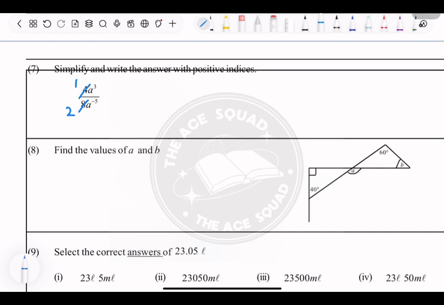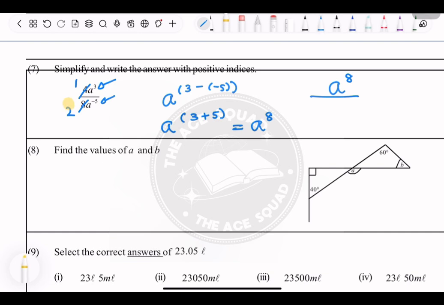And how do we simplify indices? If you have indices with the same base, and you have one in the numerator and the other in the denominator, you subtract the power at the bottom from the power at the top, which is minus 5. So minus and minus becomes plus 5, a to the power 8. So what remains? A to the power 8 and this 2. So don't forget the 2, a to the power 8 over 2.